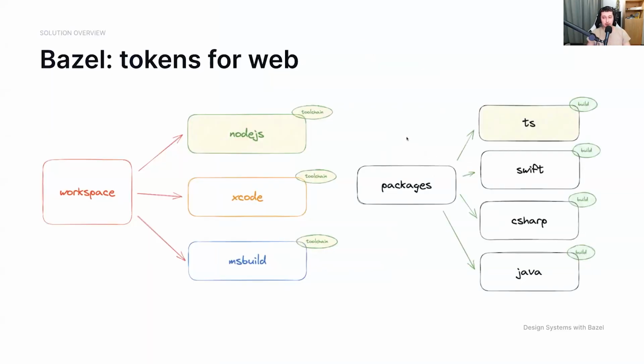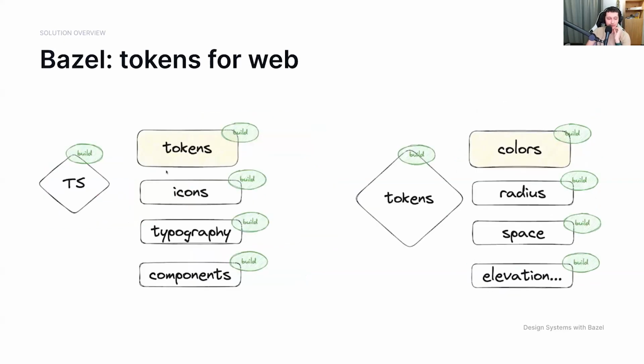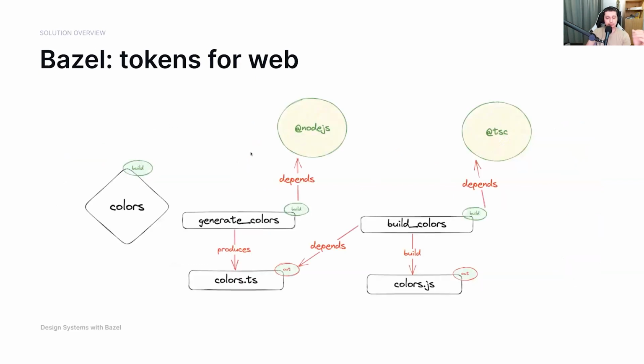Cool. How does it look in our design system? First, we have a workspace which has three toolchains: Node.js, Xcode, and MS-Build. Then our packages directory is split into four things: TypeScript, Swift, C# and Java. We will go and see how TypeScript is structured. Inside TypeScript, we have tokens, icons, typography, and components. And inside tokens, we have color, radius, space, and elevation, and so on. And as you can see, all of them are individual Bazel targets.